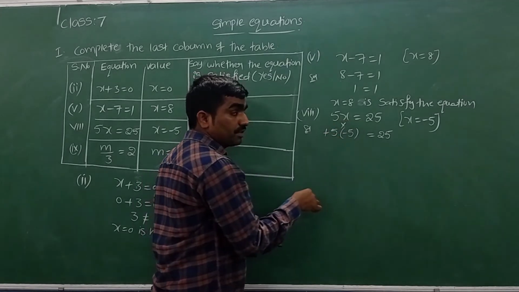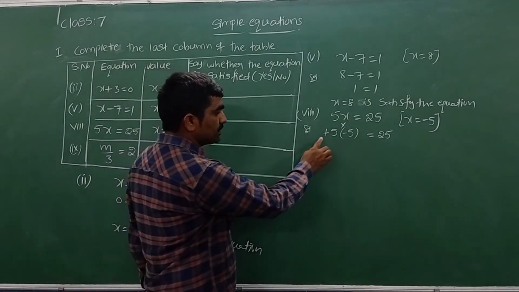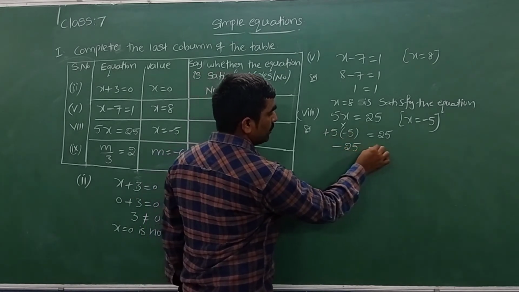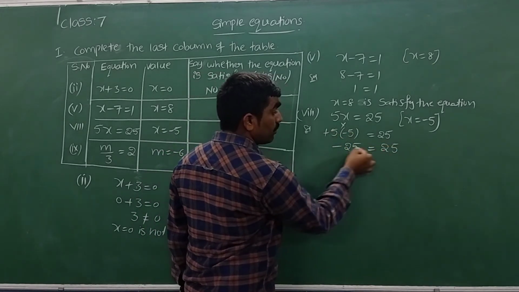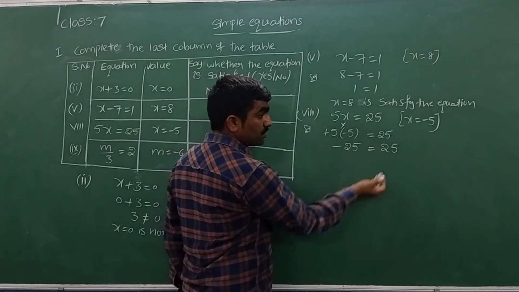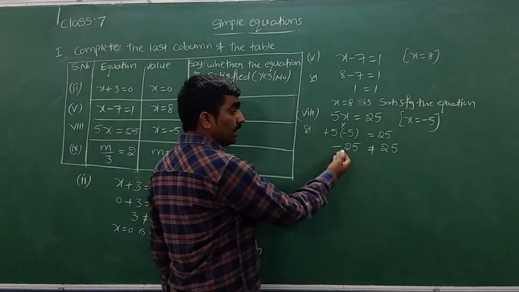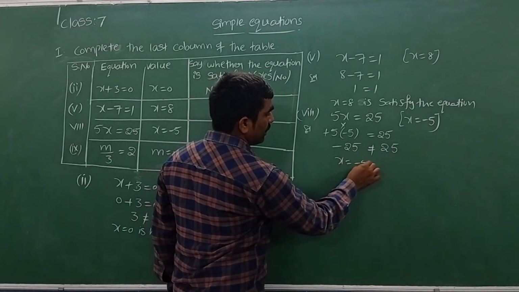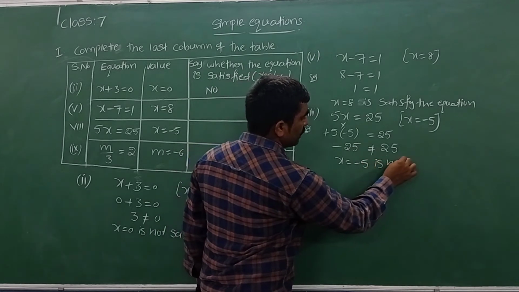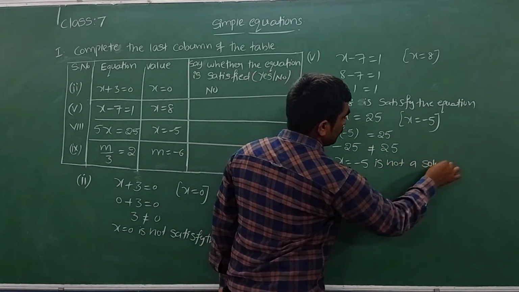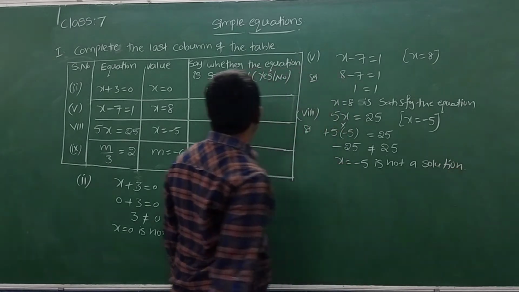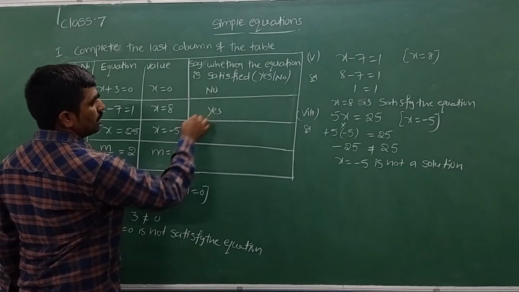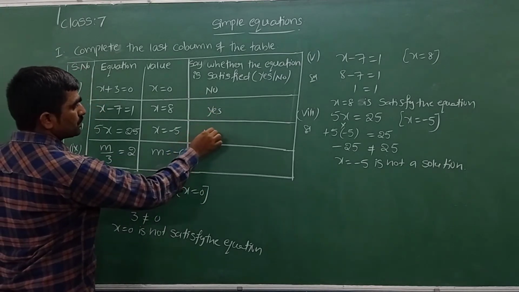Here there is no symbol between them. A bracket is nothing but multiplication. Now multiply the signs: plus into minus. Minus 5 by 5 gives minus 25, and on the right side plus 25. Can I say both are equal? No, both are different. Negative and positive, both are different. LHS and RHS are not the same. So what can we write? x equal to minus 5 is not a solution. So like that we can verify. What about x equal to 8? Yes, it is a solution. x equal to minus 5? No, it is not a solution.